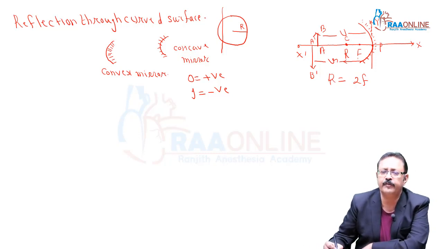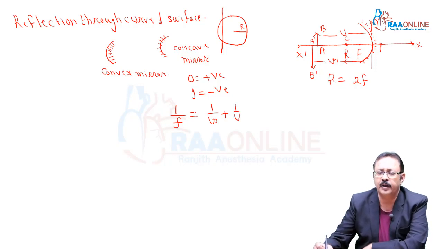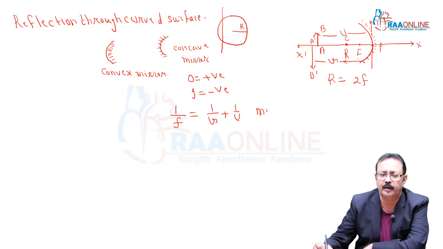And the relation between focal length, object distance and image distance for all types of mirrors is 1 upon F equals 1 upon V plus 1 upon U. This formula is known as the mirror formula.